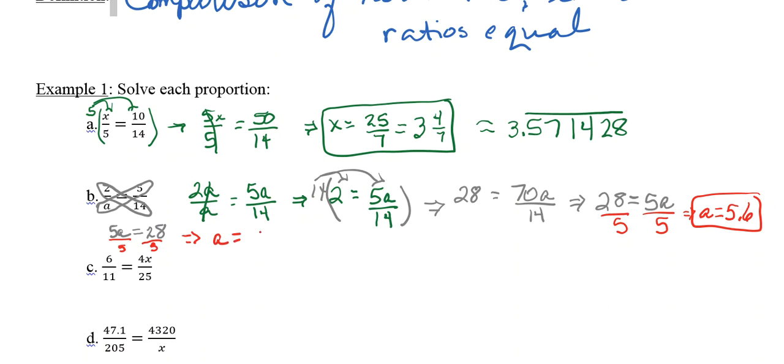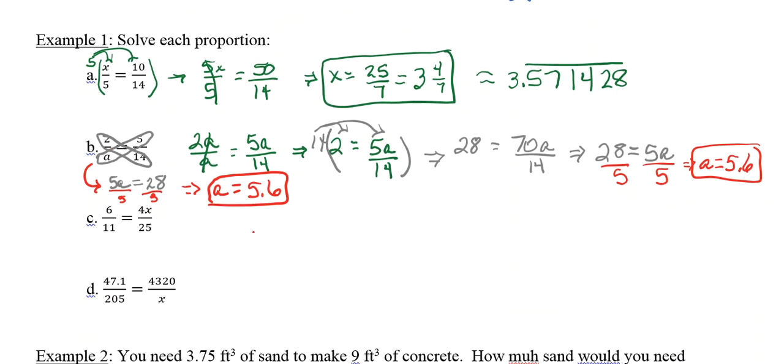So again I end up with a equals 5.6. So you can go straight to this method if you don't want to go through all this. This is the algebra part that I showed in the first step here, and then this cross multiplication is the shortcut. So if we go ahead and practice the shortcut, we're going to multiply diagonally.